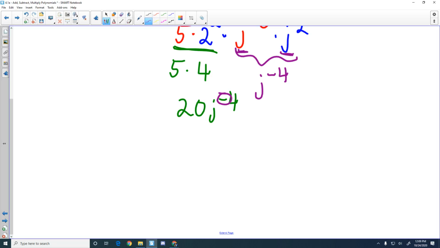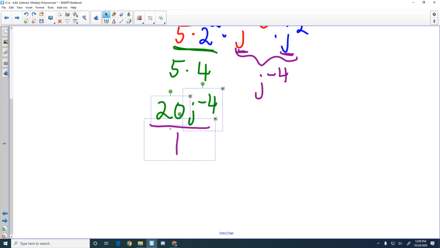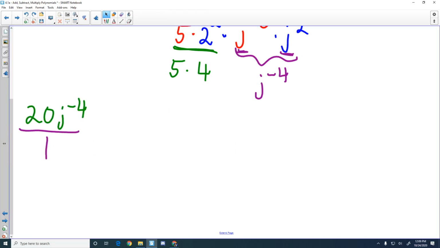And remember, we don't like negative exponents. They're evil. So what we need to do, if you recall from that earlier example, is if you ever have a negative exponent, you simply move the base of that negative exponent onto the other side of a fraction. So we think of this as being 20j to the negative 4 over 1. Okay? And right now, that 20j to the negative 4 is in the numerator.